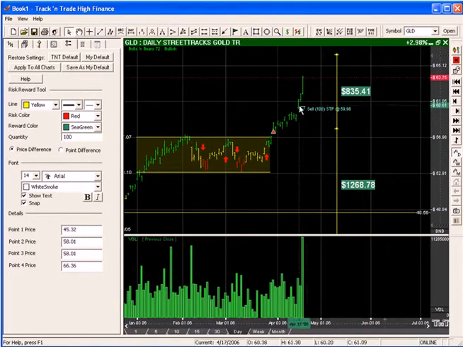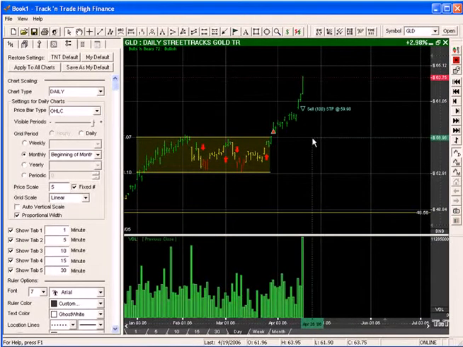And at that point, we're in the profit zone. And we would get out on a retracement back to this level here, and the profit would be the distance between where we got into the market and where we got out of the market.